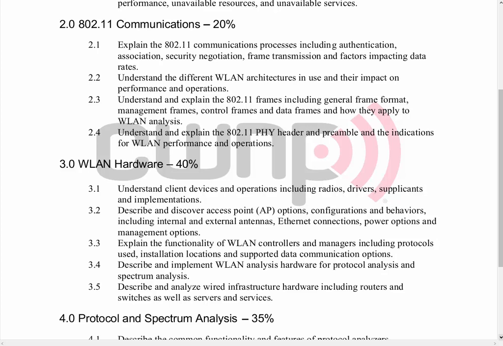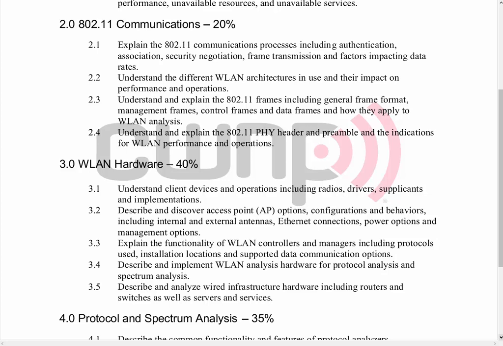Fourth sub-objective: describe and implement wireless LAN analysis hardware for protocol analysis and spectrum analysis. So when we're looking at hardware, because we're troubleshooters, we need to also be looking at the different adapters that support protocol analysis, and the spectrum analysis adapters, and integrated spectrum analysis and protocol analysis, and all of this.